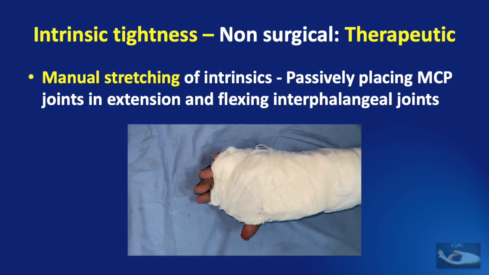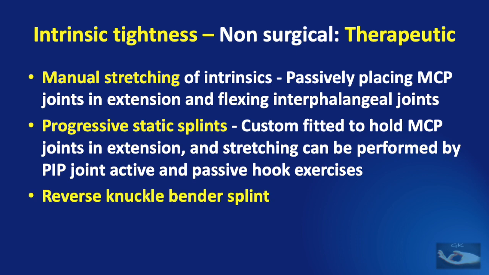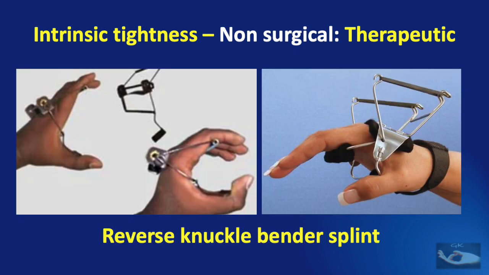Progressive static splints, which are custom fitted to hold the metacarpophalangeal joints in extension and stretching, can be supplemented by PIP joint active and passive hook exercises. The use of the reverse knuckle bender splint will help.